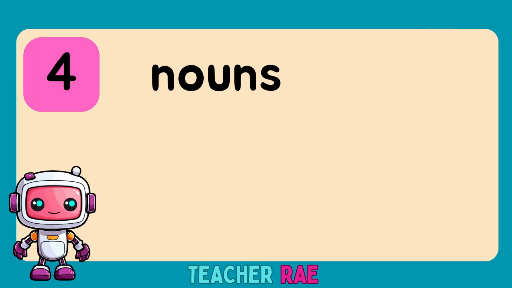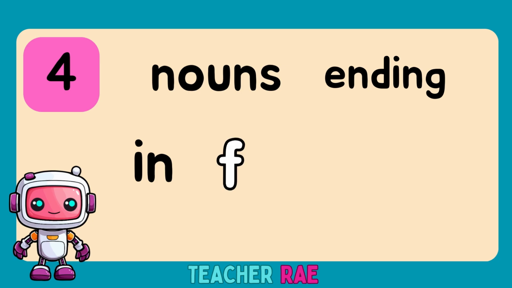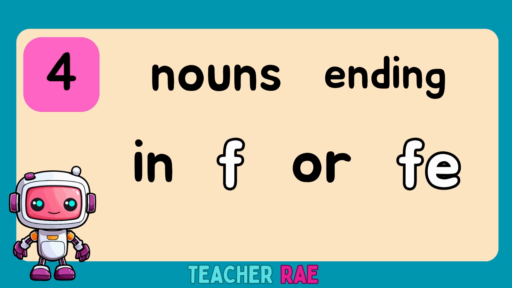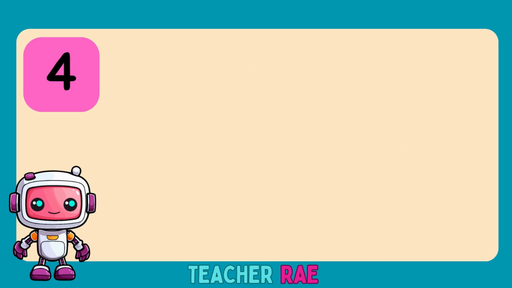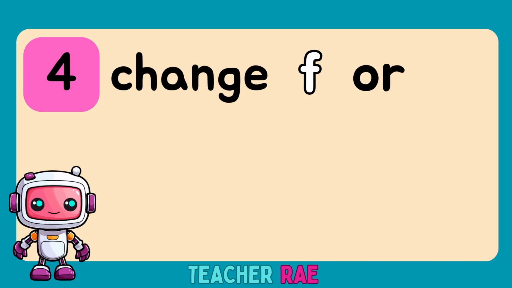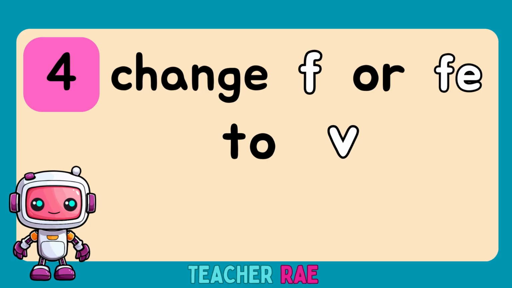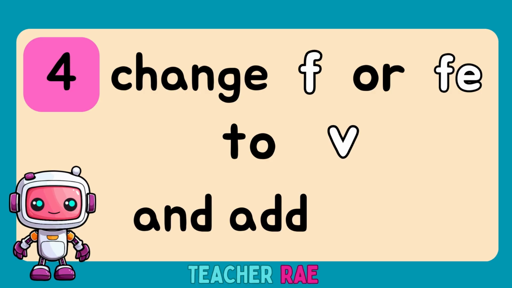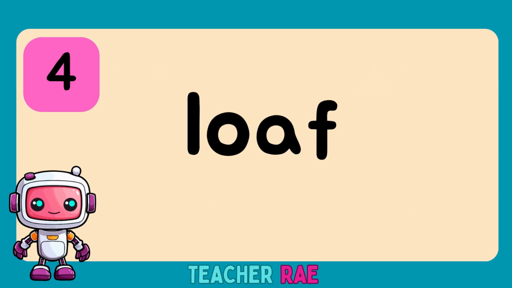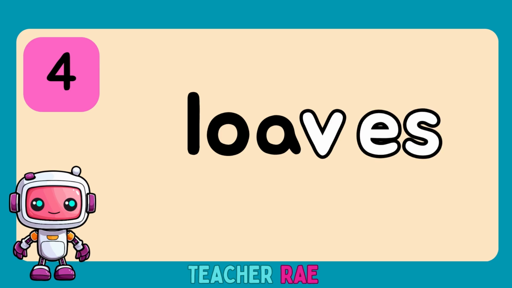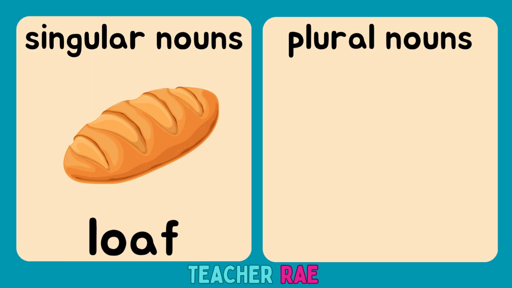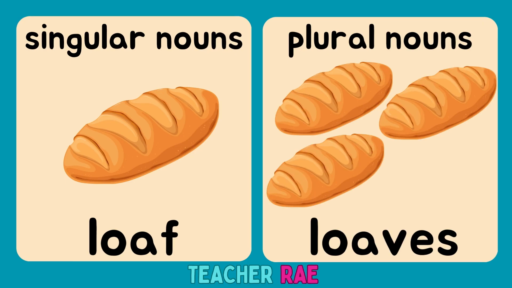Number 4. Nouns ending in F or FE. Change F or FE to V and add ES. Let me show you. For the word loaf, change F to V and add ES. So loaf becomes loaves.